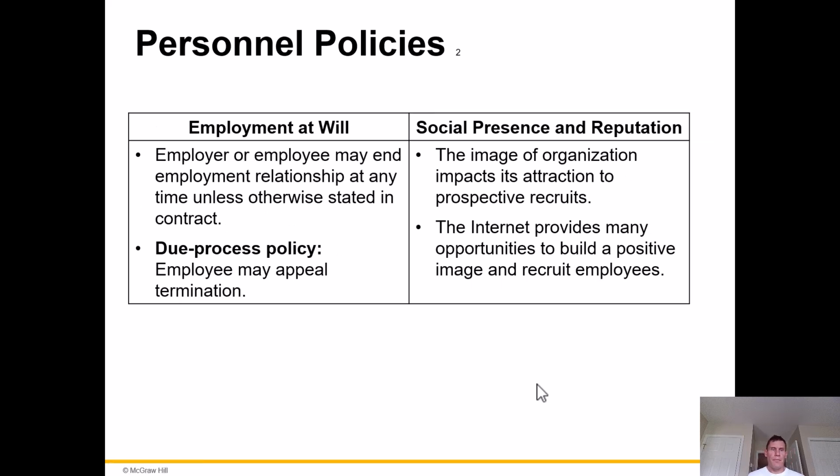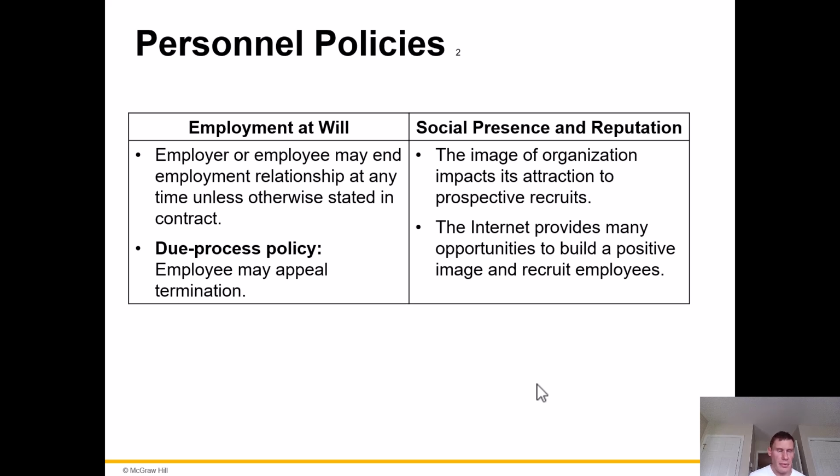So employment at will. This is where the employer or employee may end the employment relationship at any time unless otherwise stated in a contract. So if you're a contract employee, then you can't do this. I think there's still 7 states in the U.S. where you can be employment at will, North Carolina being one of them.